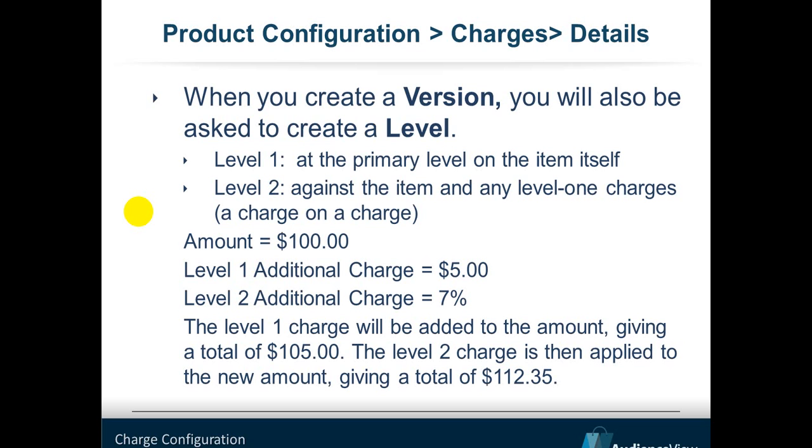Here's an example. This is an admission. My admission amount is $100. I have a level 1 additional charge, let's call it the internet fee of $5. So what's going to happen, because this is a level 1 charge, is it's going to add those 2 together, so $105, and then charge my level 2 charge, which is 7% tax. So instead of charging my 7% just on the $100 admission amount, it's actually going to charge 7% on the whole $105, the admission amount plus my level 1 charge.